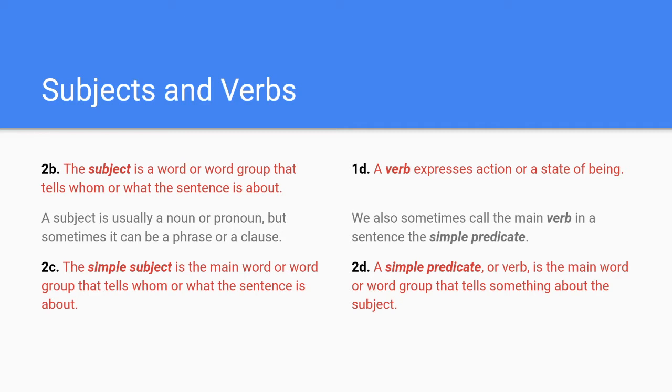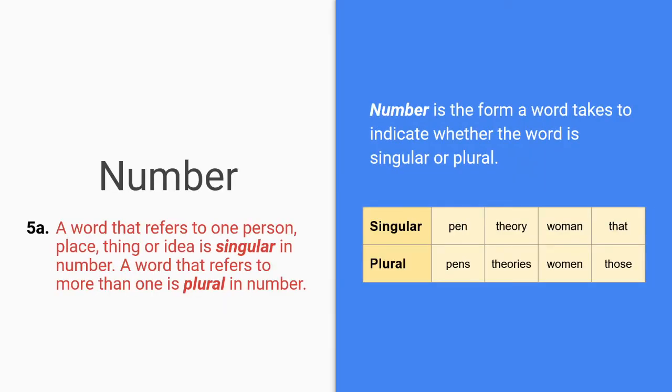You may remember that the subject is a word or a word group that tells whom or what the sentence is about, and the predicate, specifically the simple predicate, is a verb. It's the main word or word group that tells something about the subject. And verbs specifically express action or a state of being. Now, when we talk about subjects and verbs in a sentence, we say that they need to be in agreement. An agreement means that their numbers match.